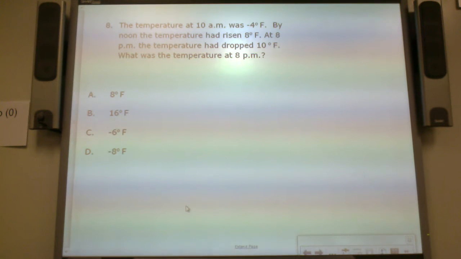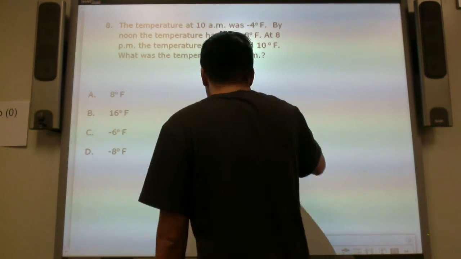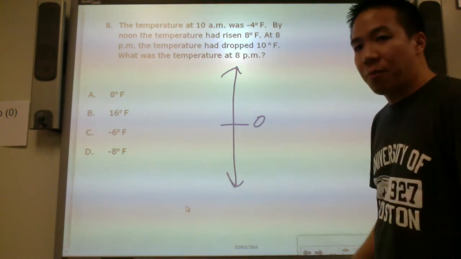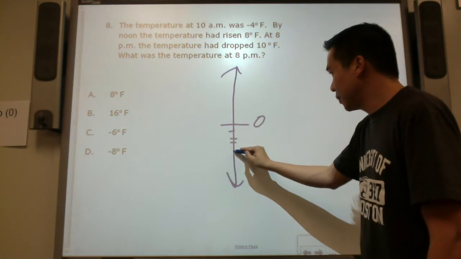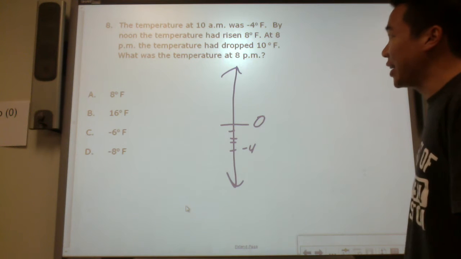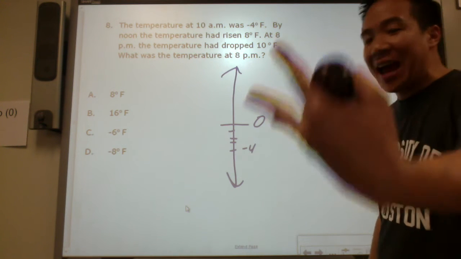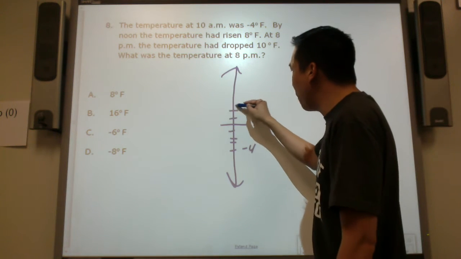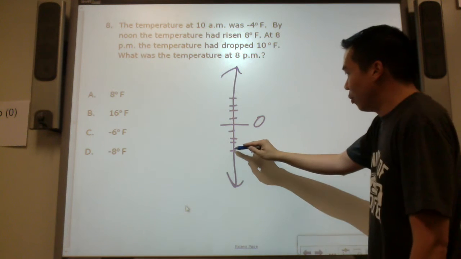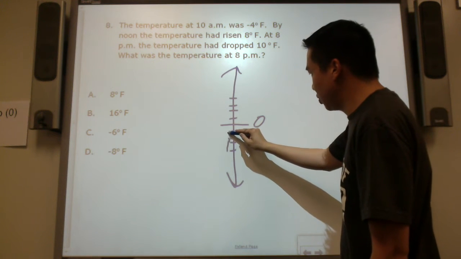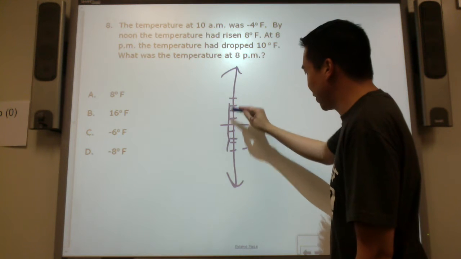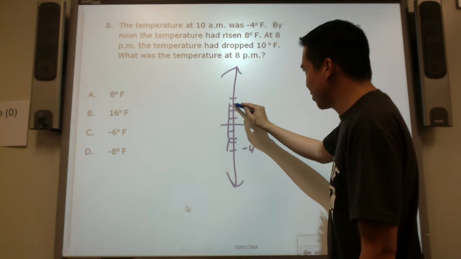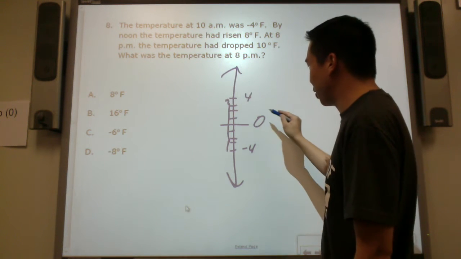Number 8. The temperature at 10 a.m. was -4 degrees. I'm going to draw a thermometer. It helps me out. -4 degrees. By noon, the temperature had risen 8 degrees, so it went up 8. 1, 2, 3, 4, 5, 6, 7, 8. It stops right here, 4 degrees.